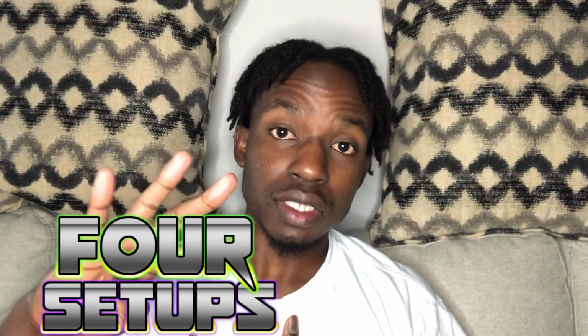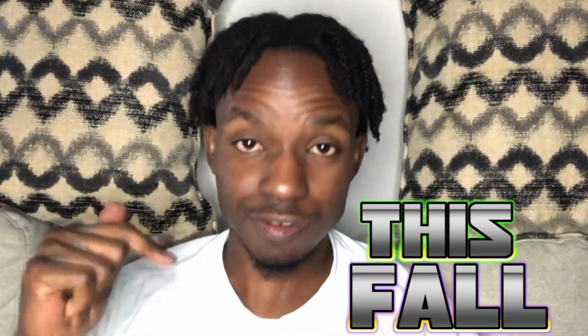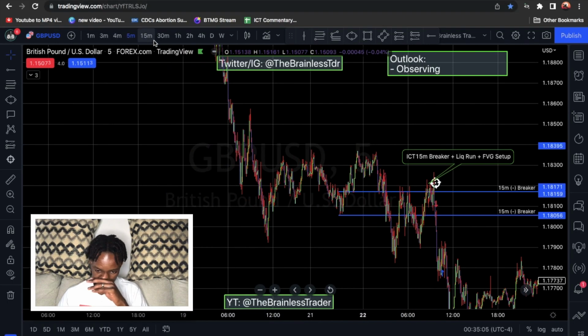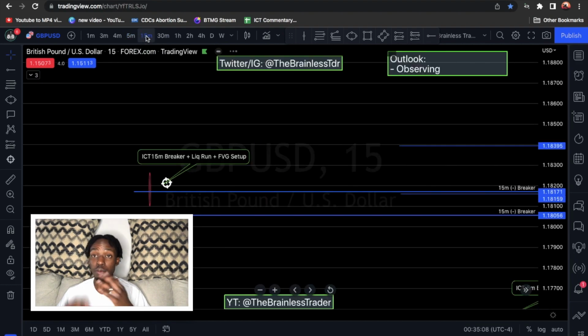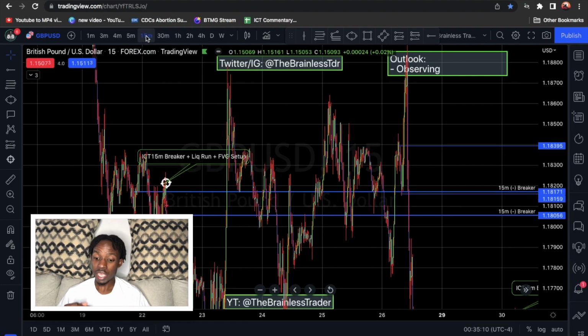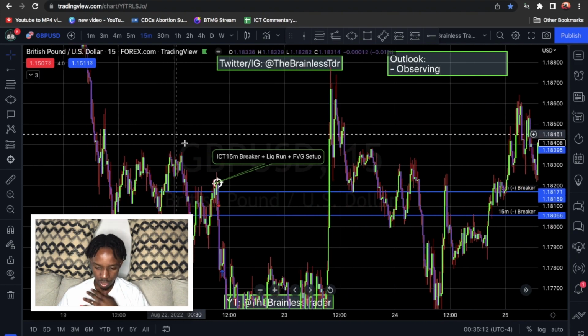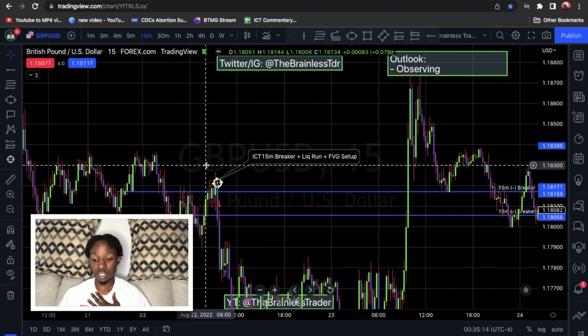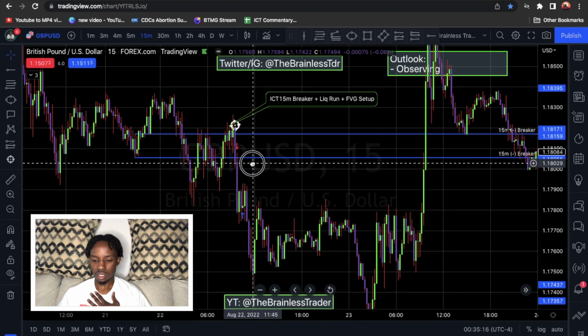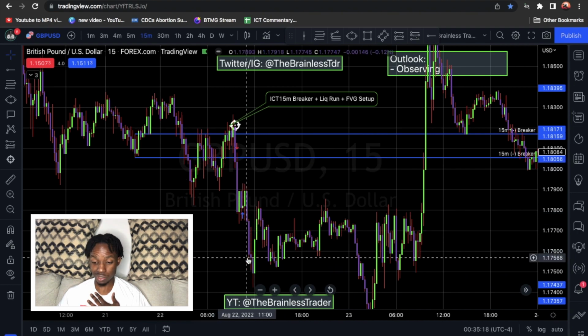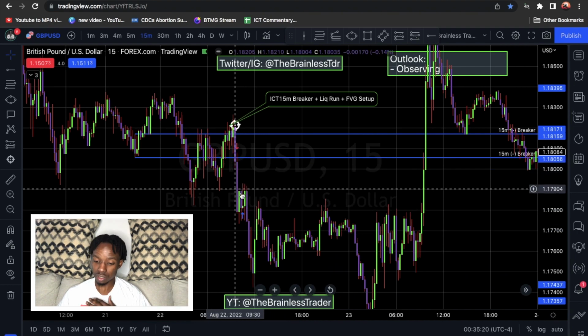We're gonna go over 4 different types of setups that you can profit from this fall. Now, we've got a 15-minute ICT Breaker, liquidity run, and fair value gap setup. This is a setup from August 22nd. This is a setup that I actually did get in. I got out quickly because I was at work, but I could have trusted the trade a little bit better.